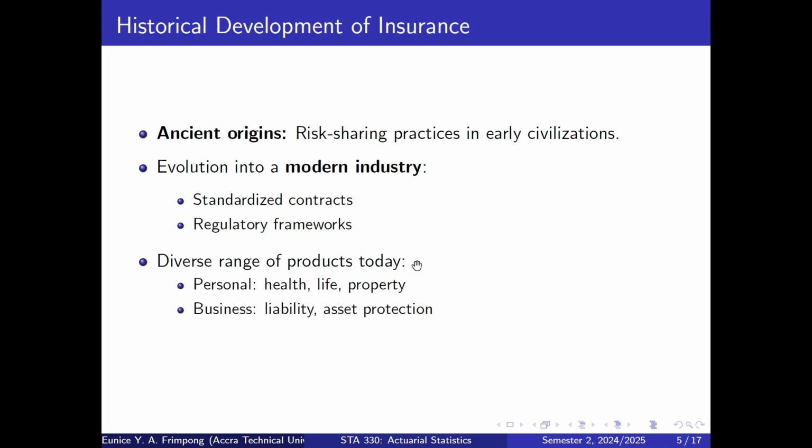Insurance has a rich history. It began in ancient civilization with informal risk-sharing practices. And over time, these evolved into standardized contracts, regulated industries, and a wide range of modern insurance products. Today, you find insurance for almost every area of life, from health and property to events and income.